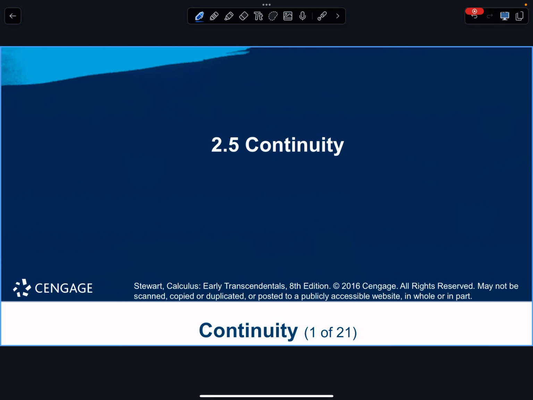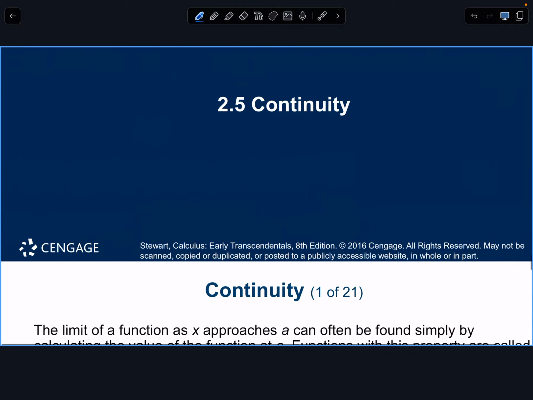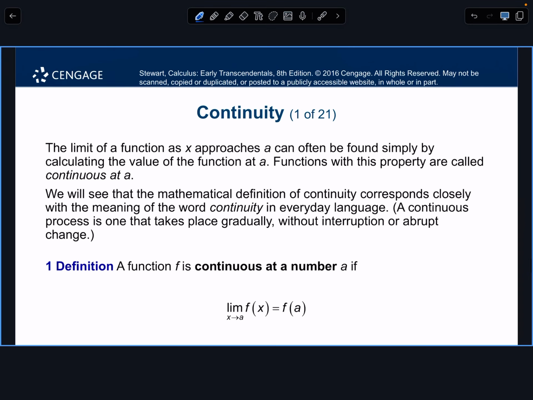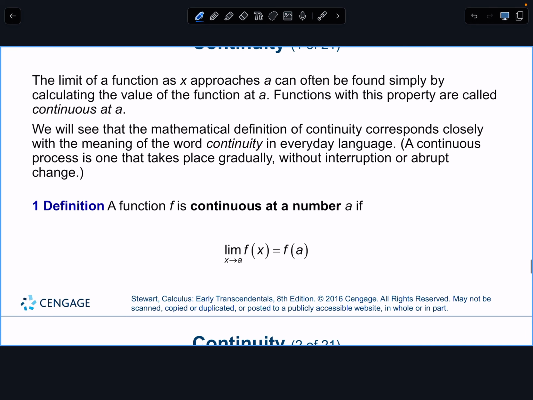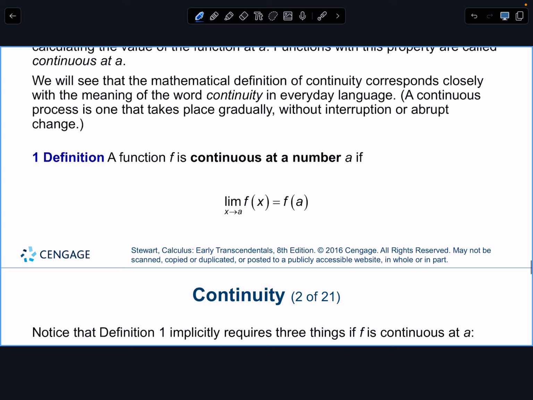Okay, so here we go, continuity. What is continuity? It means something unbroken, like it doesn't have any breaks in it. Here's the definition of when f is continuous at a number. We have a limit at that number, and the limit equals the function value. Okay, what is that? There are three things in that definition.